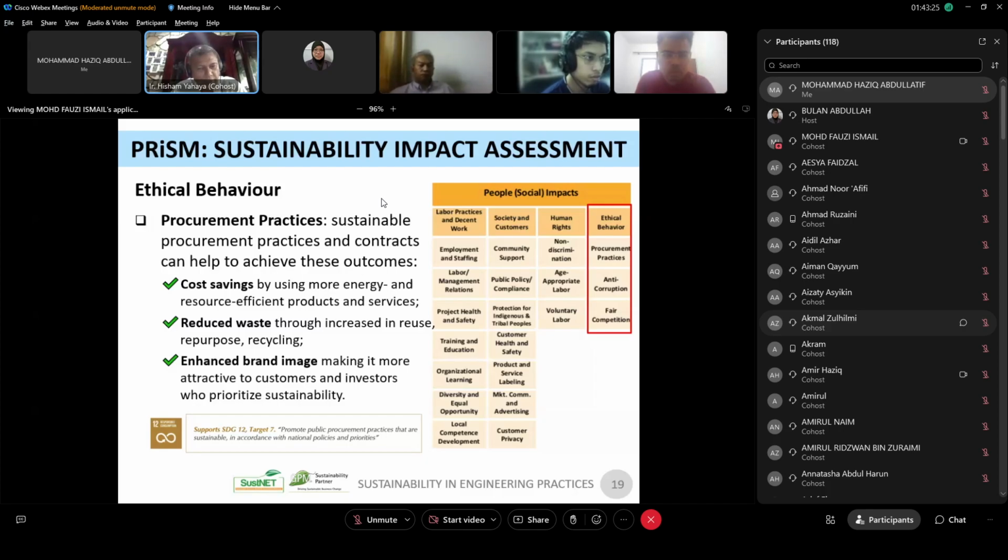So on the project side, similarly, you need to look into how you can minimize waste in order to improve the overall project profit. Next slide, please.